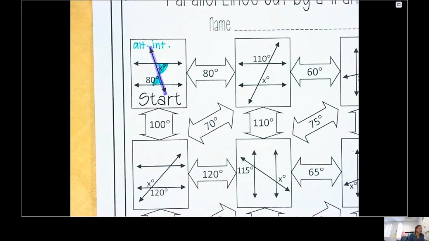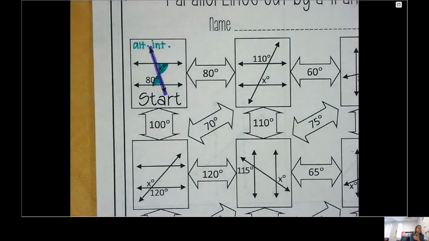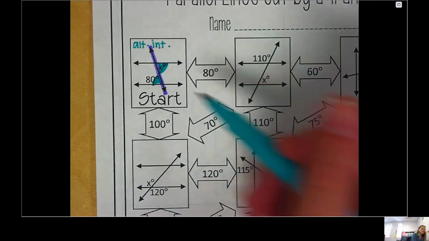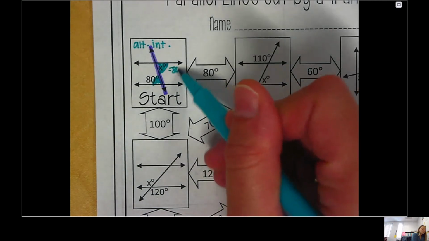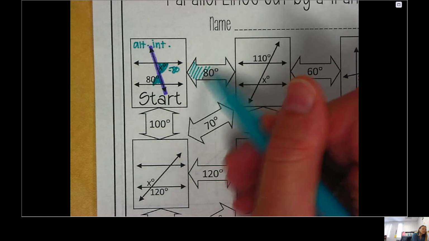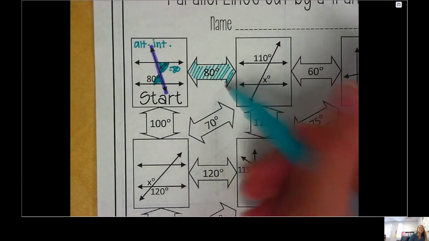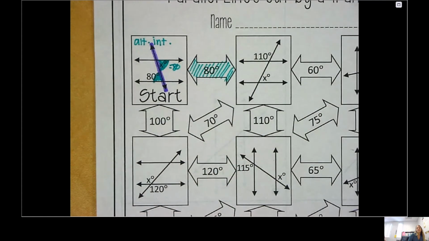What do you know about alternate interior angles? Are they congruent or supplementary? They're congruent. What does that mean X has to be? It better be exactly the same. Okay, so X is 80. That means I'm going to follow the 80 and go to the next problem. So it should push me to the next problem.